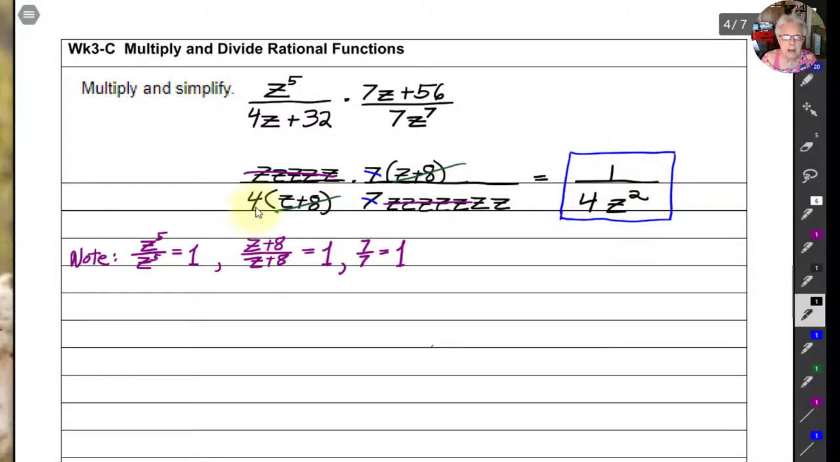On the bottom, I have a 4 and z times z, which is z squared. So when I multiply these two rational expressions, if I factor and cancel everything I can, then I wind up with something that looks much easier. Let's move on.